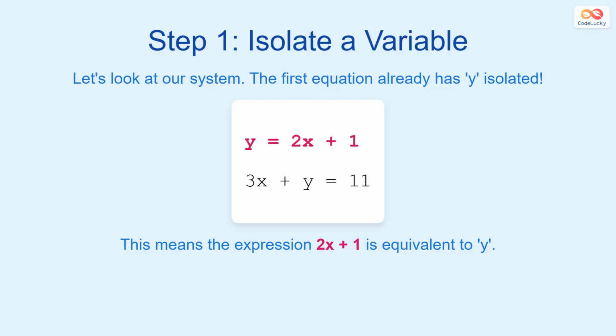Let's start with step 1. Here is our system. Notice the first equation, y equals 2x plus 1. The variable y is already isolated on one side of the equation for us. This makes our job easier. It tells us that y and the expression 2x plus 1 are exactly the same.